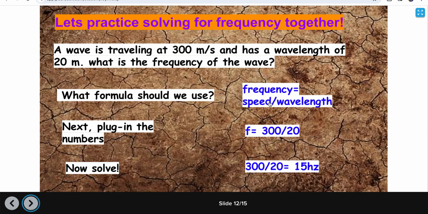So which one is which? Well, the speed is going to have the unit of measure with the time, meters per second right there. So 300 gets popped in right there. For the wavelength, it's distance only. So which would be 20 because there's only a unit of measure of distance right there. So 300 divided by 20, which would give us 15 hertz as our frequency.